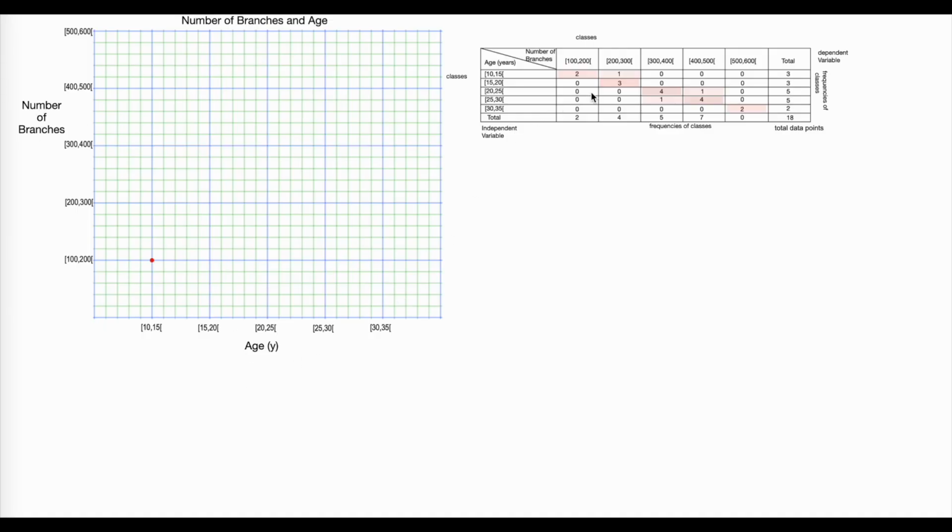Then I'm going to plot these points. Notice I have the number 2 at 10, 15, and 100, 200. How many dots do I put? If you want, you can put 2 dots, but they're going to be right on top of each other. If you put 1 dot right here at 10, 15, 200, 300, which is here, I put this dot. So this 1 gets represented here. This 2 is only represented by 1 dot, or 2 dots on top of each other. We can't tell.